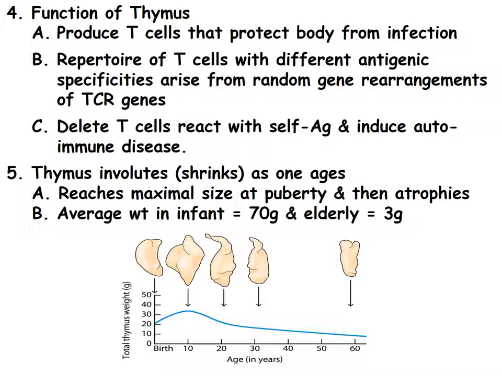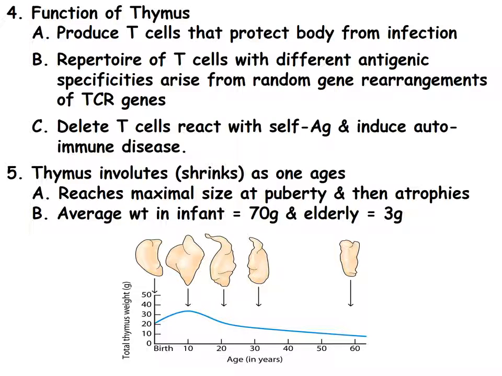So what is the function of the thymus? And that's probably more important than knowing that it's got trabeculae and all that good stuff. It produces T cells that are going to protect our body from infection. During the time the T cells are developing in there, they will develop what we call a repertoire of T cells, so we have a wide variety of T cells with different antigenic specificities. In other words, the different individual T cells will have a different T cell receptor that arose from random gene rearrangements, which we'll talk about later, getting a unique T cell receptor protein on its surface.